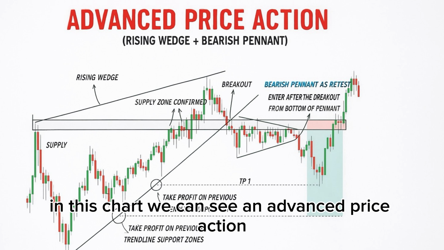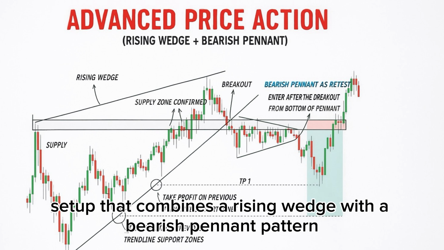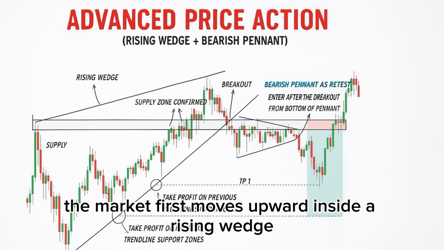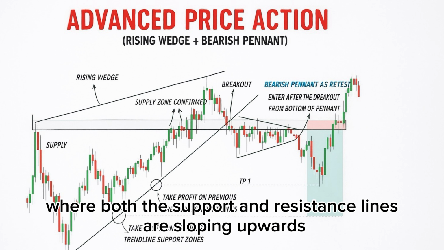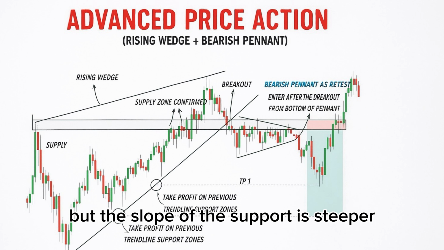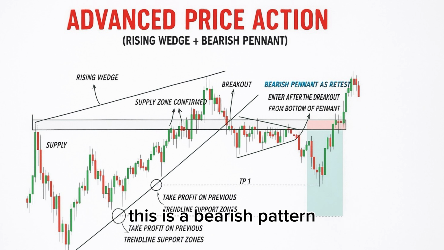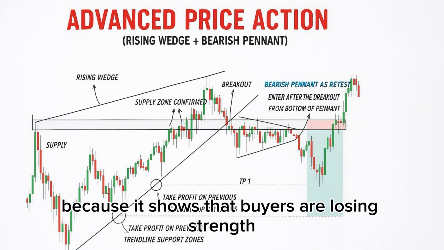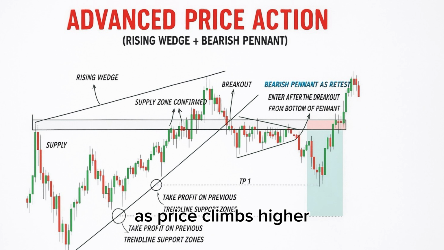In this chart, we can see an advanced price action setup that combines a rising wedge with a bearish pennant pattern. The market first moves upward inside a rising wedge, where both the support and resistance lines are sloping upwards, but the slope of the support is steeper. This is a bearish pattern because it shows that buyers are losing strength as price climbs higher.